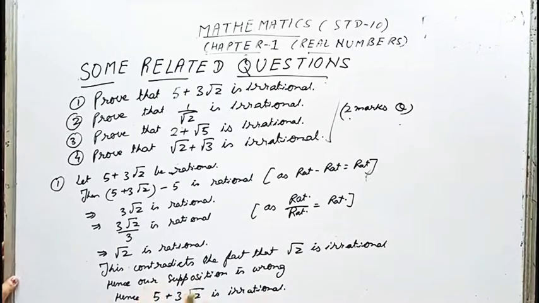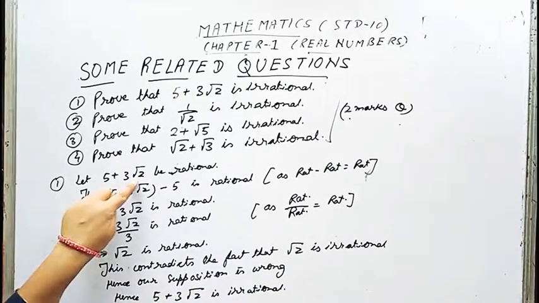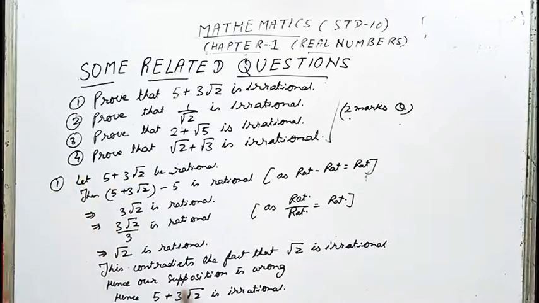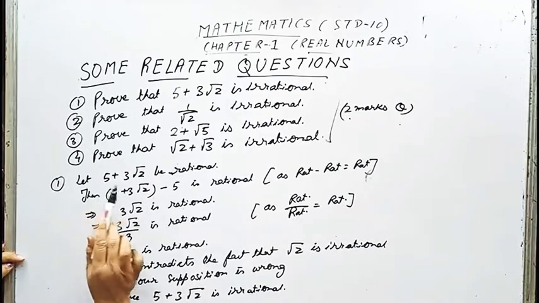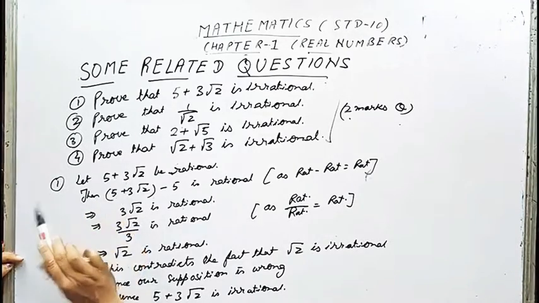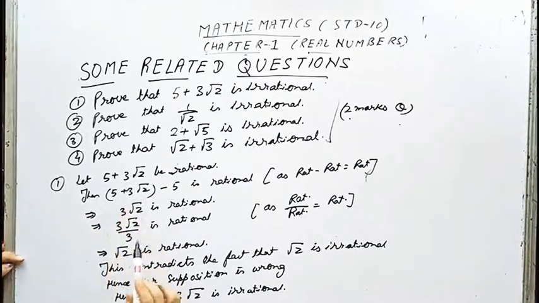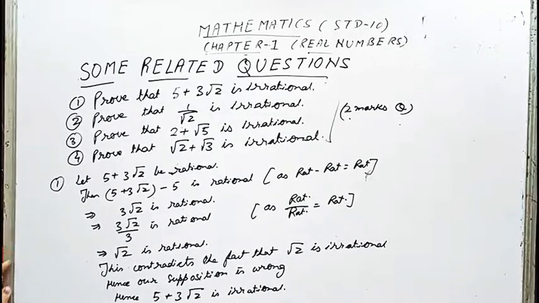So children, what we did, our target was to leave only root 2 and remove all the other terms by either subtracting, adding, division, or multiplication. First I subtracted this 5, then I divided by 3 to remove the 3 from 3 root 2. Then I got root 2, and this result, root 2 is rational, is a contradiction to the fact that root 2 is irrational. Hence our supposition is wrong, and hence 5 plus 3 root 2 is irrational.